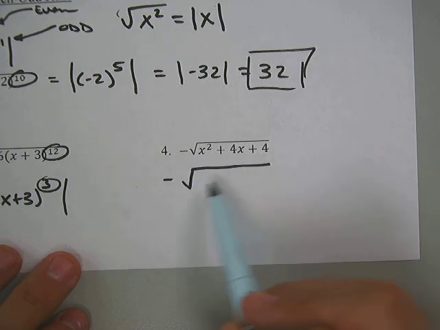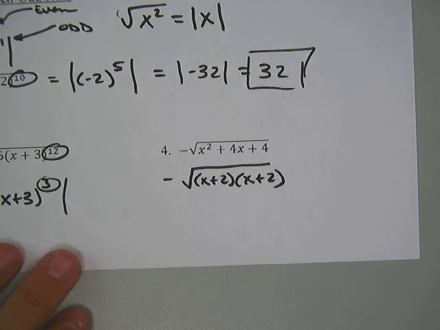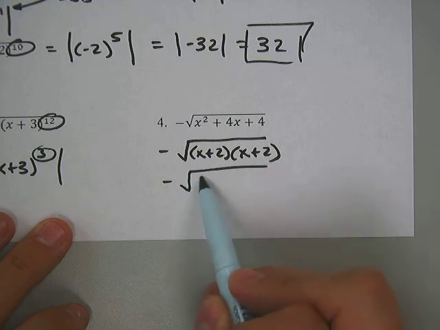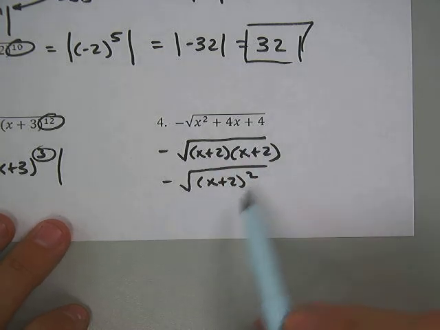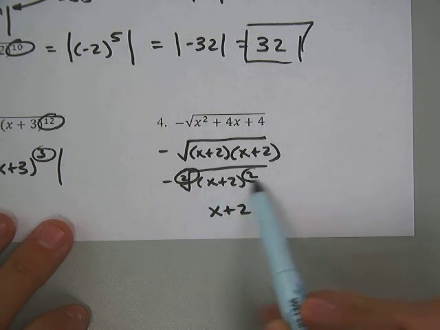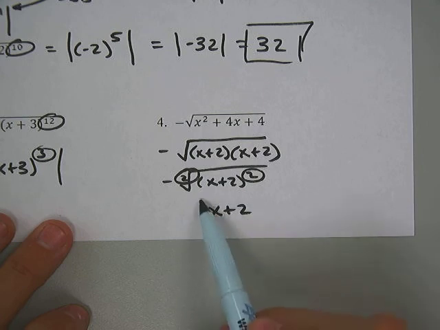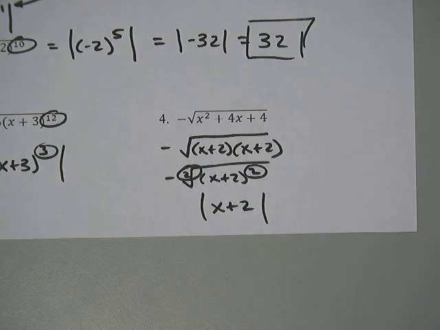Last but not least, let's take a look at this one. As I look at this one, it doesn't look like you can do a whole lot, but what I notice is that this inside part can factor. I could factor it to be x plus 2 times x plus 2, which is also known as the quantity x plus 2 squared. So can I square root that? Sure can. The square root of the quantity x plus 2 squared is x plus 2. But this is even, because that's 2, this is even, and this is all to the 1st power, so it has to be absolute value. And that's the even, even, odd rule.